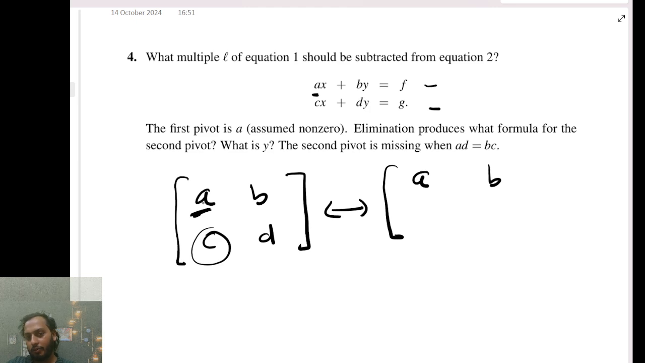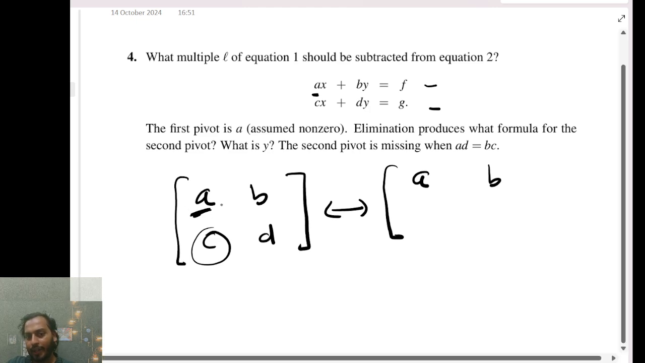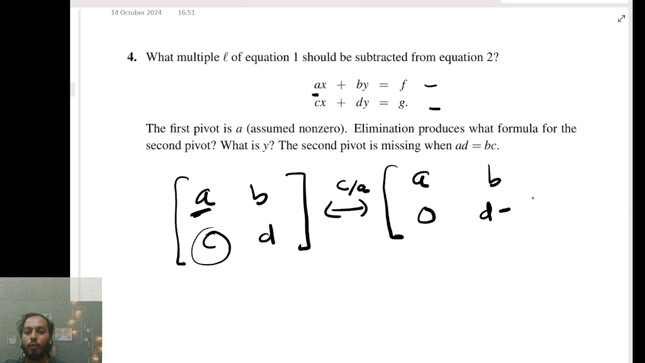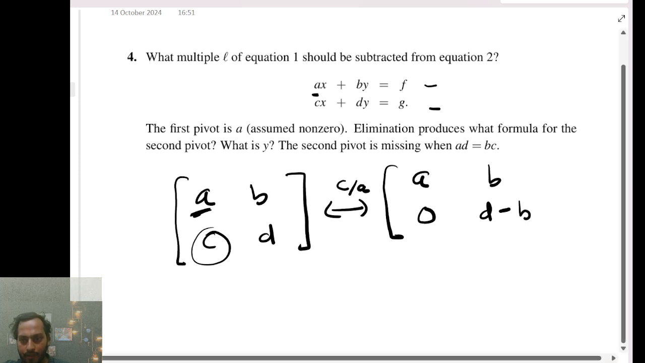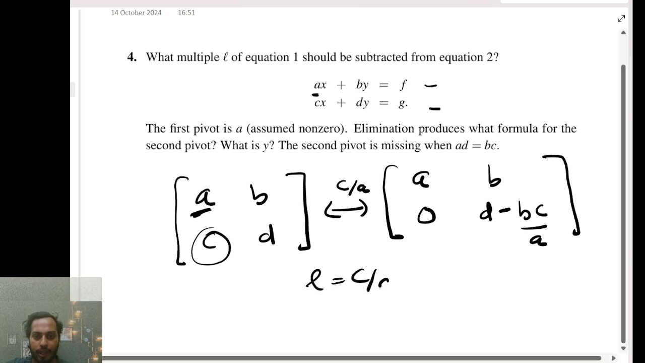Obviously C. So by whom should I multiply A so that it will create C here? C by A. So what would be my multiplier? C by A. It will become 0. My multiplier is C by A, right? And that would be D minus what? I'm subtracting C by A times row 1. So what will come here? D minus BC over A, and that would be my matrix, right? So what multiple L? L would be C by A. Is it okay? Okay, the first part of the question is done.